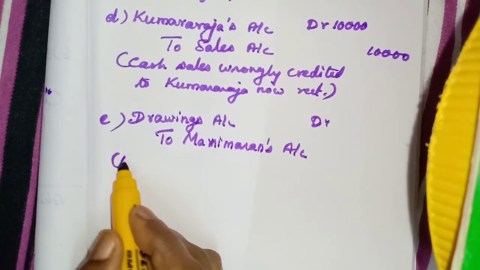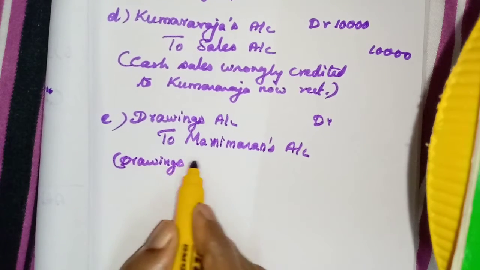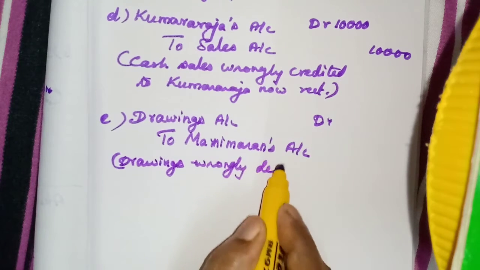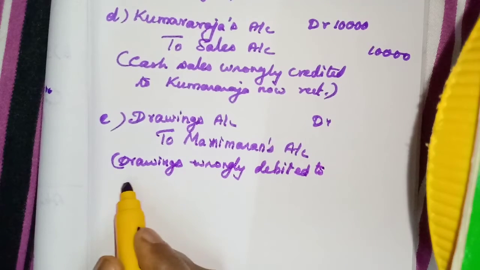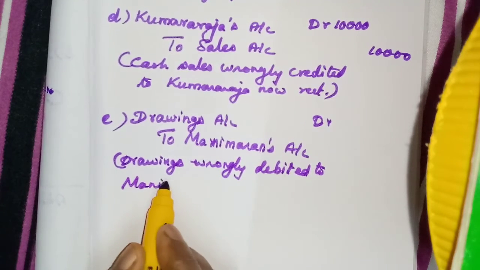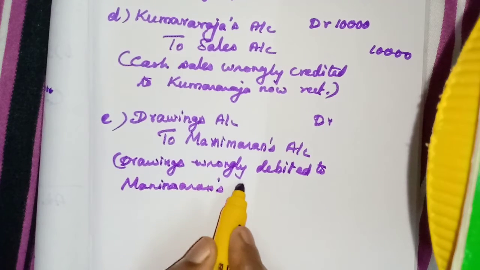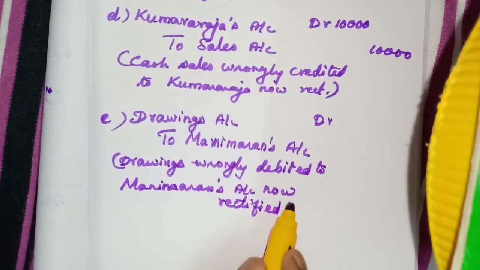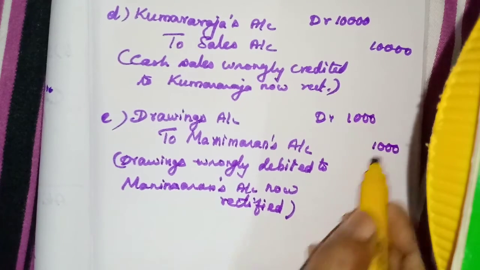Drawings wrongly debited to Manimaran's account, now rectified. Thousand. Okay.